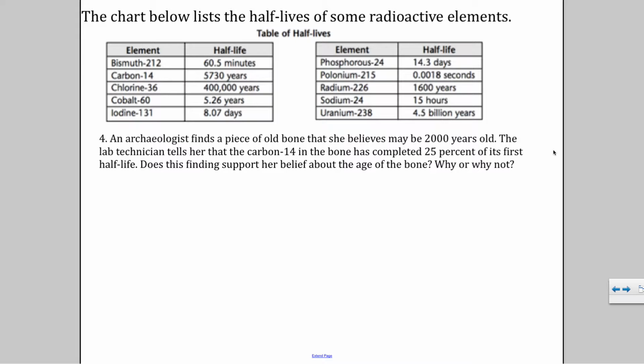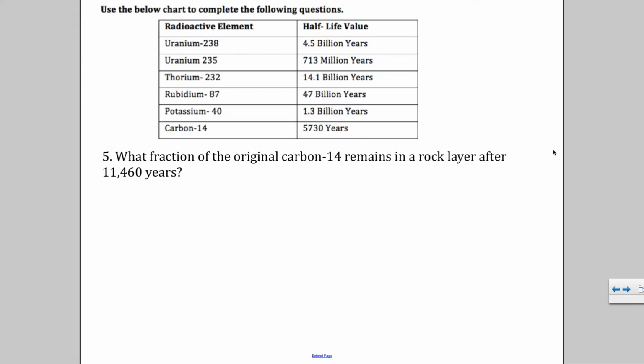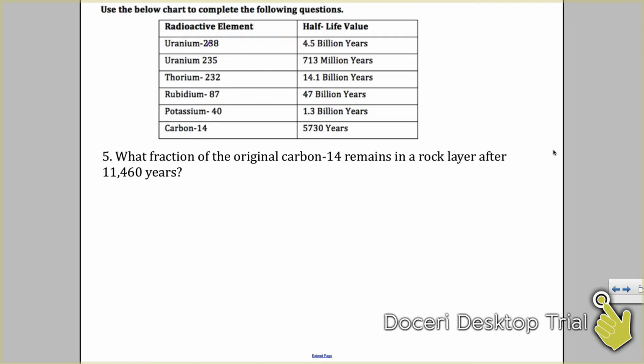Moving on to number 5, which is on the back. Now we're looking at this chart. And again, with this chart, we do not necessarily need to know anything about these numbers here. We just need to know those half-lives, and we need to know which one they're talking about. Now, don't cross them off, however, because some questions may say uranium-238 or uranium-235. So you need to know which uranium it's talking about.